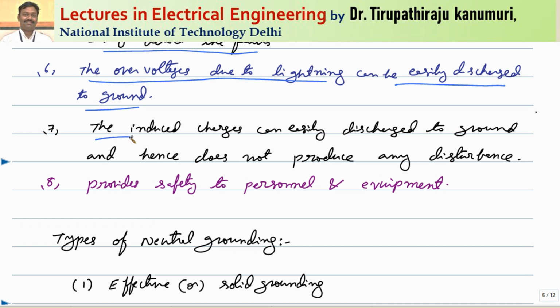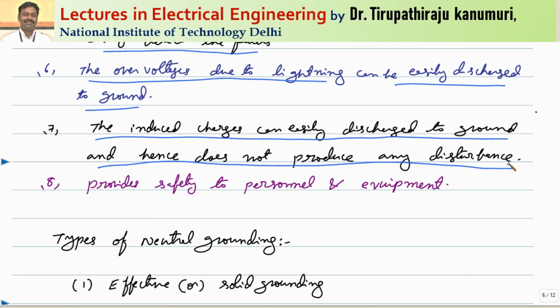Then next one is the induced charges can be easily discharged to ground, and hence does not produce any disturbance. Any induced voltages that are induced in your system due to the external sources will be easily discharged to the ground because of the neutral connection. So there will be no disturbance in the system.